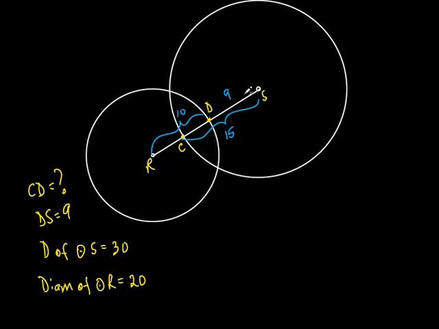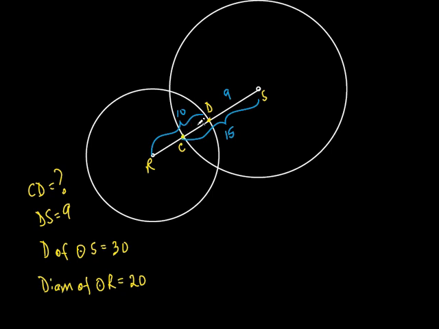CD plus DS plus 9. Say that again. Yes, you could, absolutely. I was thinking something. I don't know what I was thinking. I think I was just doing the math wrong in my head. I'm like, this is not working out right.